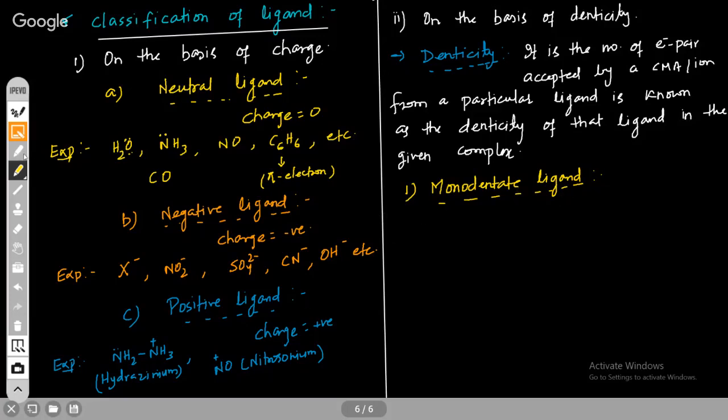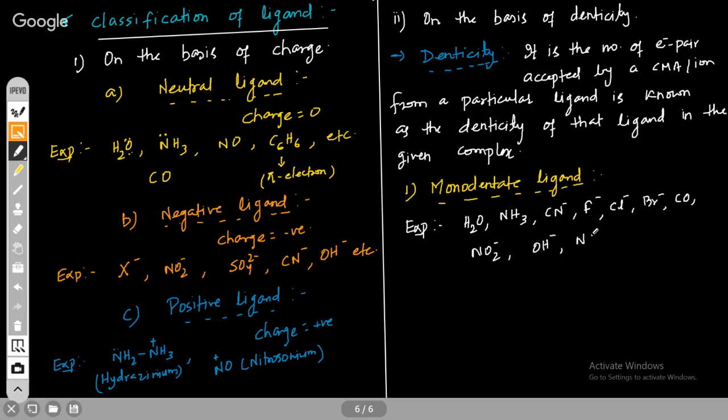I'll write down the examples here. The examples of monodentate ligand are H2O. It can be neutral, positive, negative, anything. H2O, NH3, CN minus, F minus, Cl minus, Br minus, X minus actually. CO, we have NO2 minus, OH minus, or NO, etc. All these are monodentate ligands. Remember here, this nitrogen and this oxygen both can donate electron, but at a time, only one atom is attached with the metal. That's why the denticity of these ligands is always one, monodentate ligand.